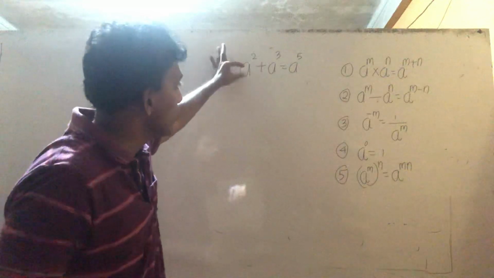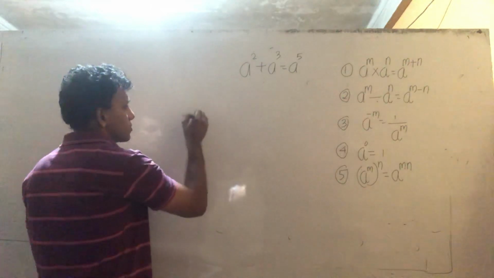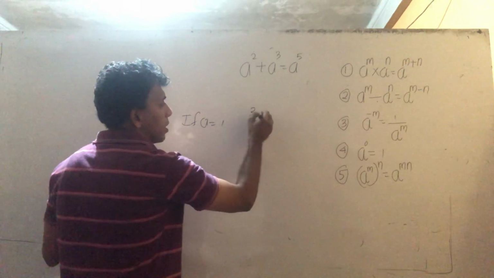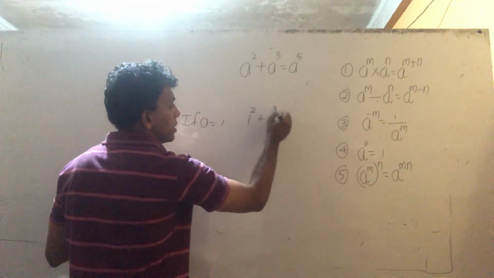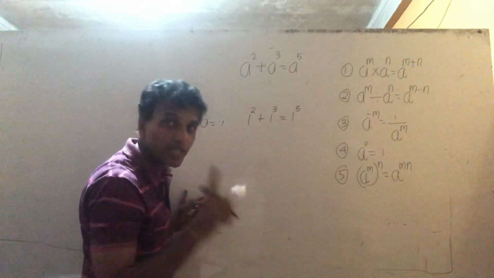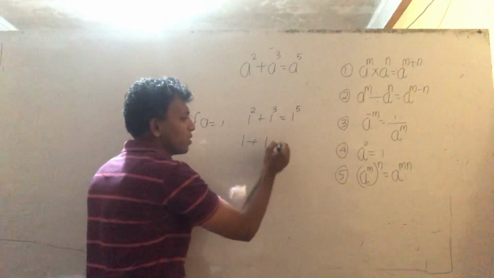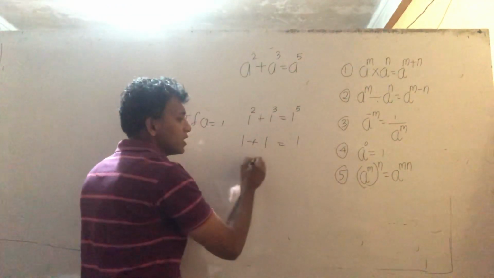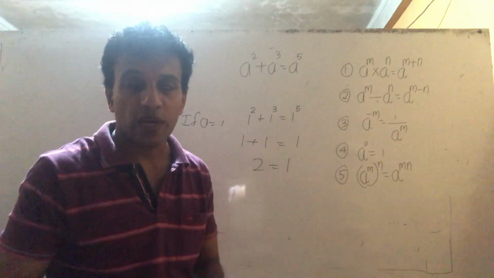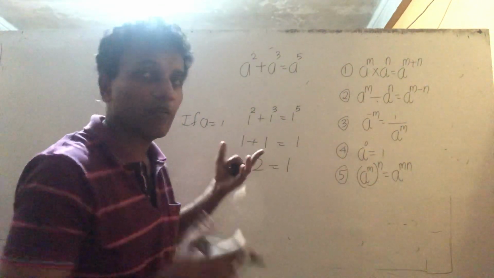If A is 1, what happened? 1 square plus 1 to the power 3 equals 1 to the power 5. Okay, so 1 square is 1, 1 multiplied any number of times is 1. Here 1 plus 1 is 2, and 2 equals 1, which is not satisfied. So they ask for values which are not satisfied. So A equals 1 is not satisfied.